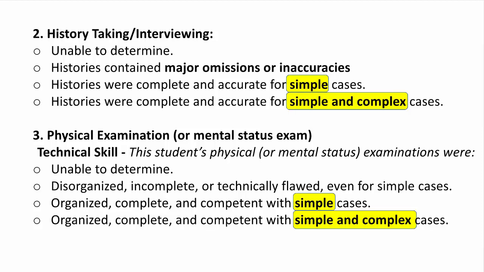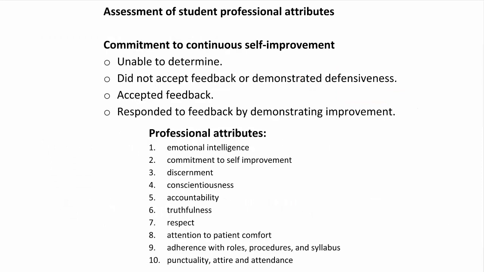The third section of the assessment form consists of the items assessing student professional attributes. These are softer things like emotional intelligence, commitment to self-improvement, discernment, conscientiousness, accountability, truthfulness, respect, attention to patient comfort, adherence with roles, procedures, and syllabus, and punctuality, attire, and attendance.